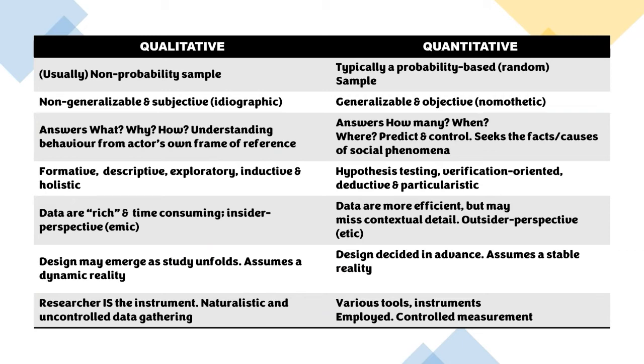We seek facts and causes of social phenomena in quantification. Qualitative is formative, it's descriptive, it's exploratory, it's inductive, it is holistic, whereas quantitative is hypothesis testing. I verify. In other words, what I read in my theory, does it hold true for this sample? So it's verification based. It is deductive. I start with my theory, I gather my data, I go back to my theory.